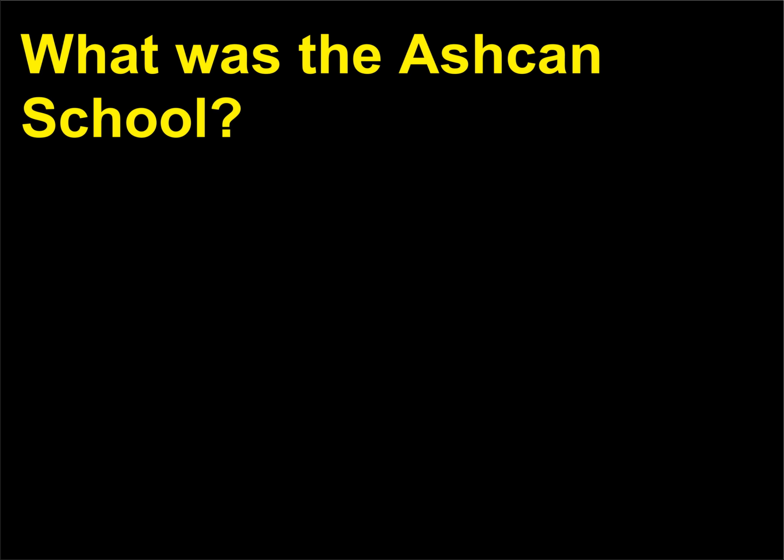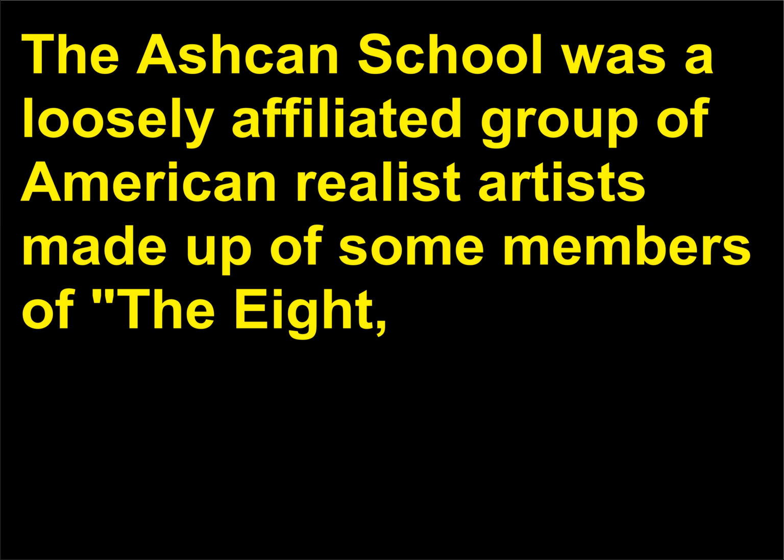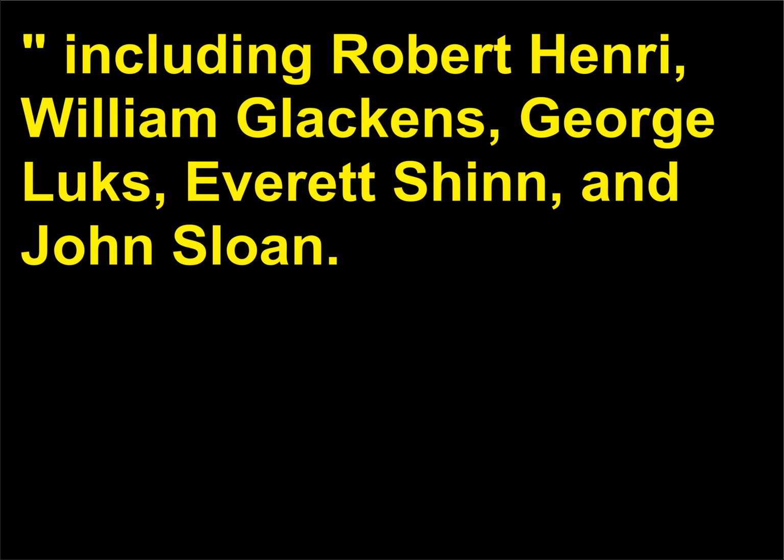What was the Ashcan school? The Ashcan School was a loosely affiliated group of American realist artists made up of some members of the Eight, including Robert Henri, William Glackens, George Luks, Everett Shinn, and John Sloan.